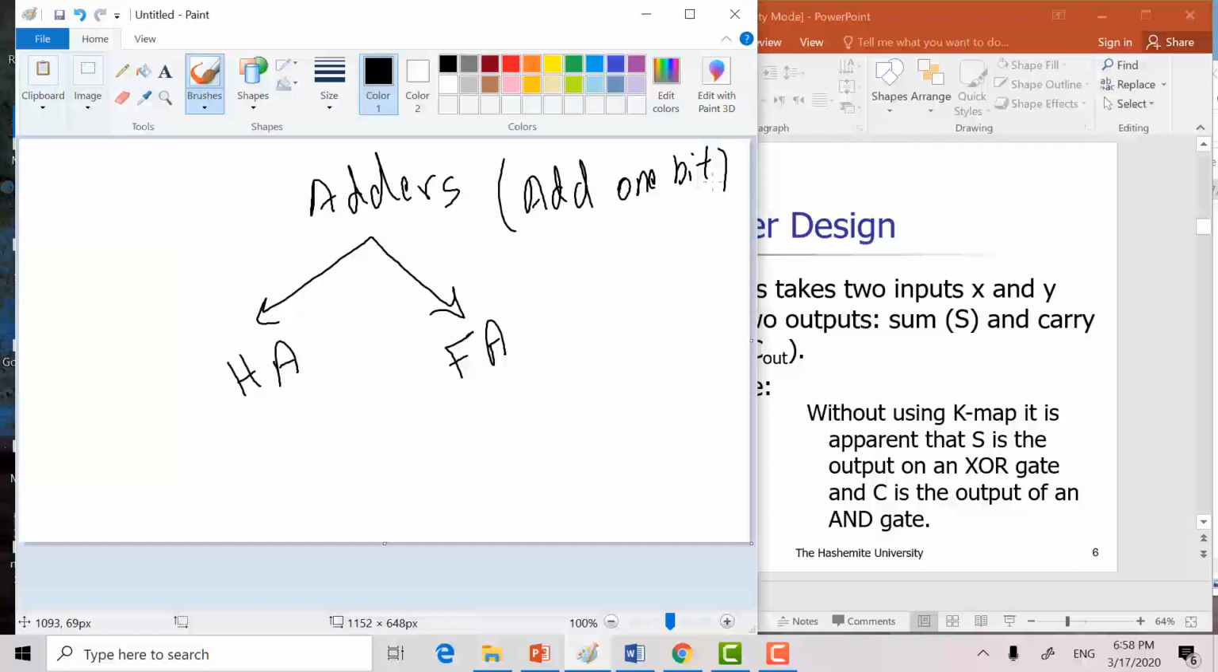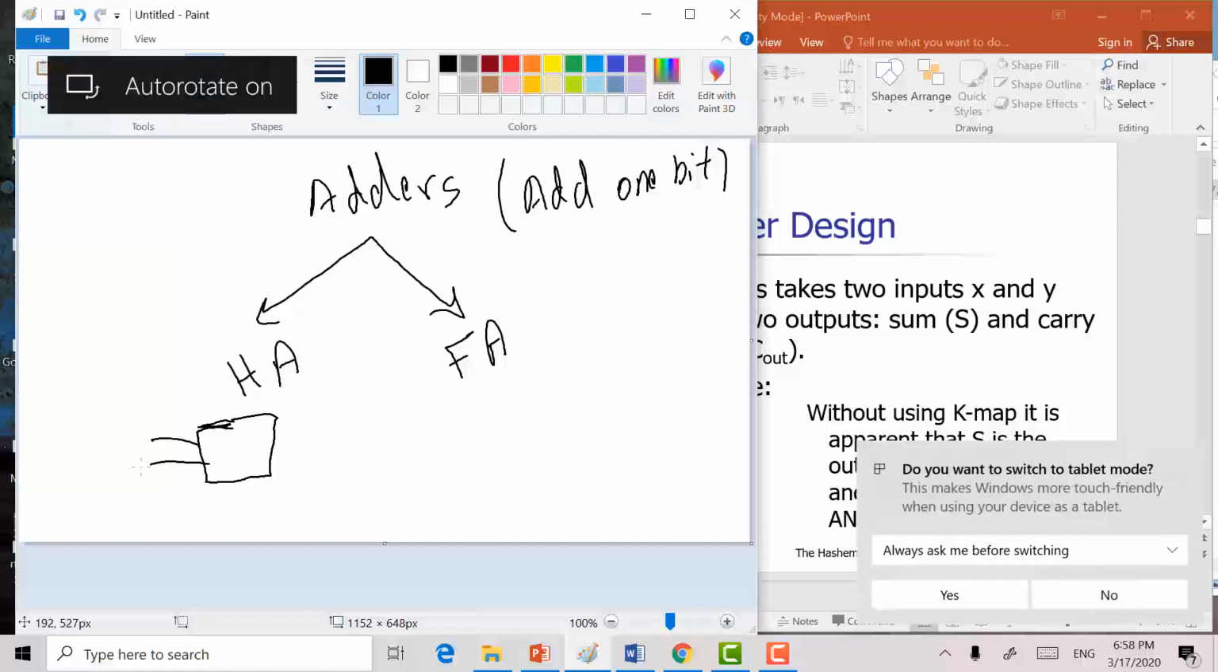The full adder and the half adder basically differ in the number of inputs they use. So you can see if I draw a block diagram of the half adder, we have here two inputs. One of those inputs is, let's say for example, A, and the other input is B, and the output is sum and the carry out.